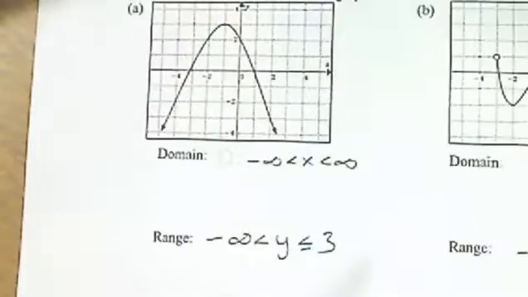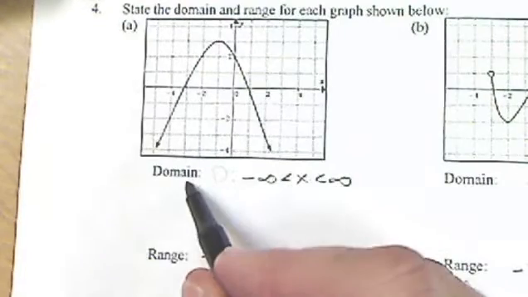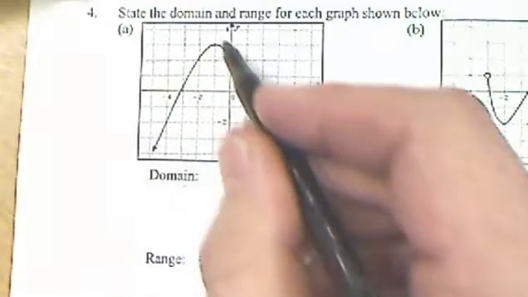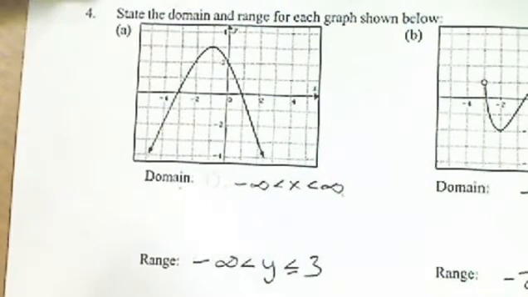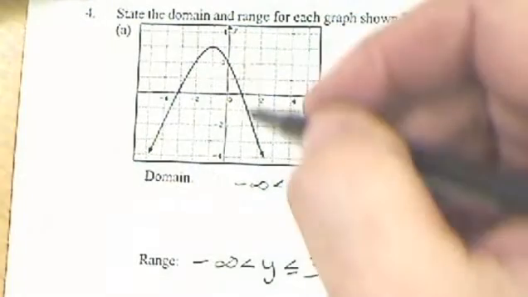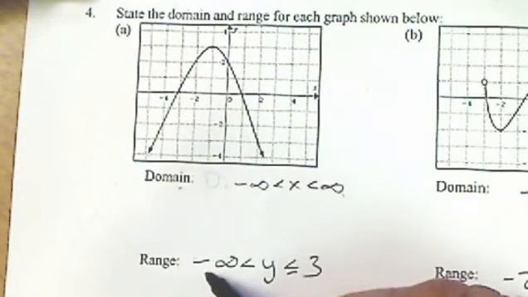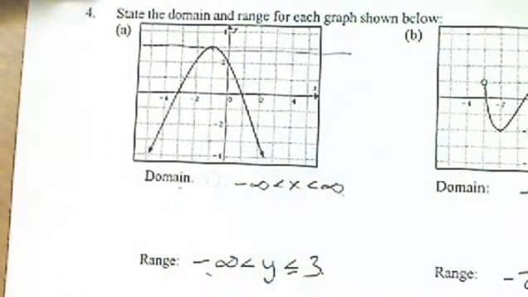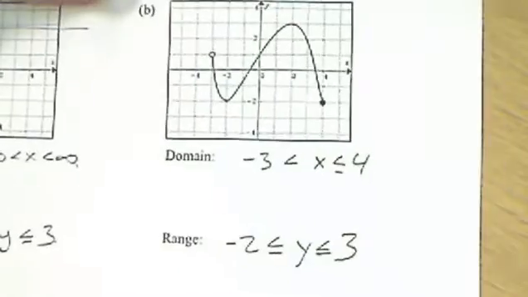Domain is my possible x values. My x's can go on forever since that has an arrow. My range is possible y values. Well, it goes down all the way, so that's negative infinity. It goes all the way up to 3. So 3 is my y, and it can also equal 3.